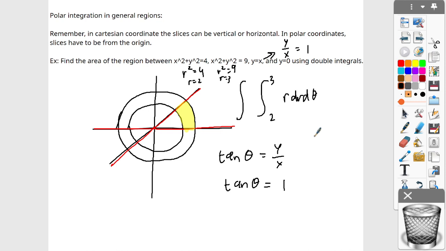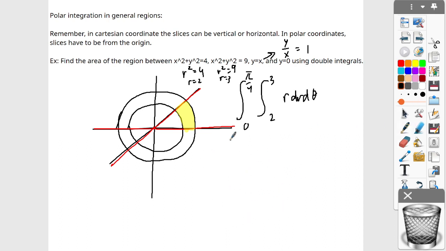In fact, if we had y equals mx, or any line like this, then y over x is equal to m, so tan theta would just be equal to m. Tan theta is equal to 1. Theta in the first quadrant is pi over 4. So that is our upper bound for the angle. The bottom bound is 0, top bound is pi over 4.